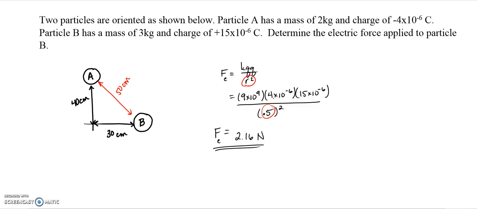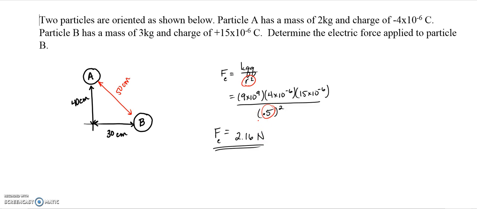Then these problems are pretty much straight plug and chug. It's k q q over r squared. So you take your constant of 9 times 10 to the 9th, your two charges, the 4 times 10 to the -6th and the 15 times 10 to the -6th, and divide that by the radius squared, making sure it's in meters, the distance between the two charged particles, and get your answer.